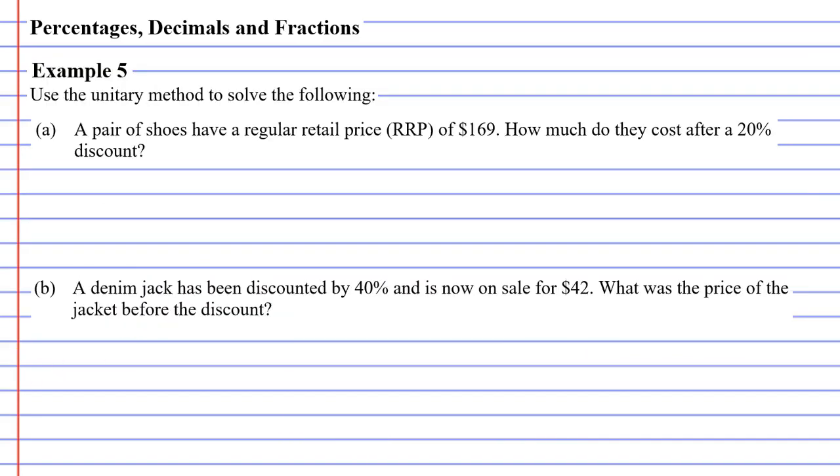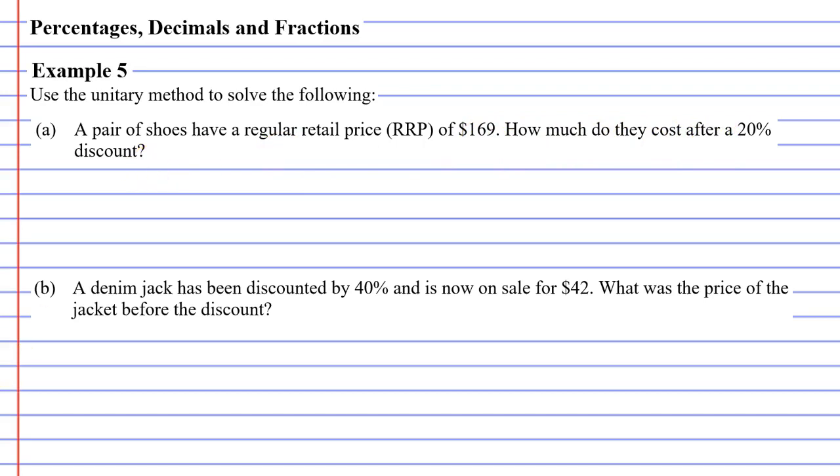Now, not long ago, I said that you can't really use percentages to make calculations. What we usually do is convert our percentage into a decimal or a fraction first, and then make the calculation. When we use the unitary method, we actually can use percentages to make calculations. That's what makes this quite unique. So looking at question A, we are told that a pair of shoes have a regular retail price of $169. How much do they cost after a 20% discount?